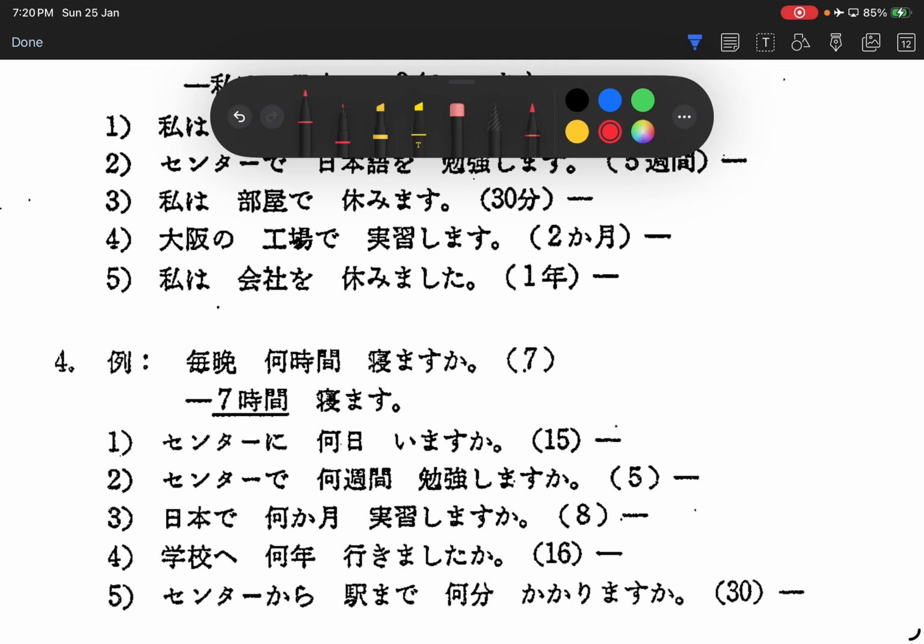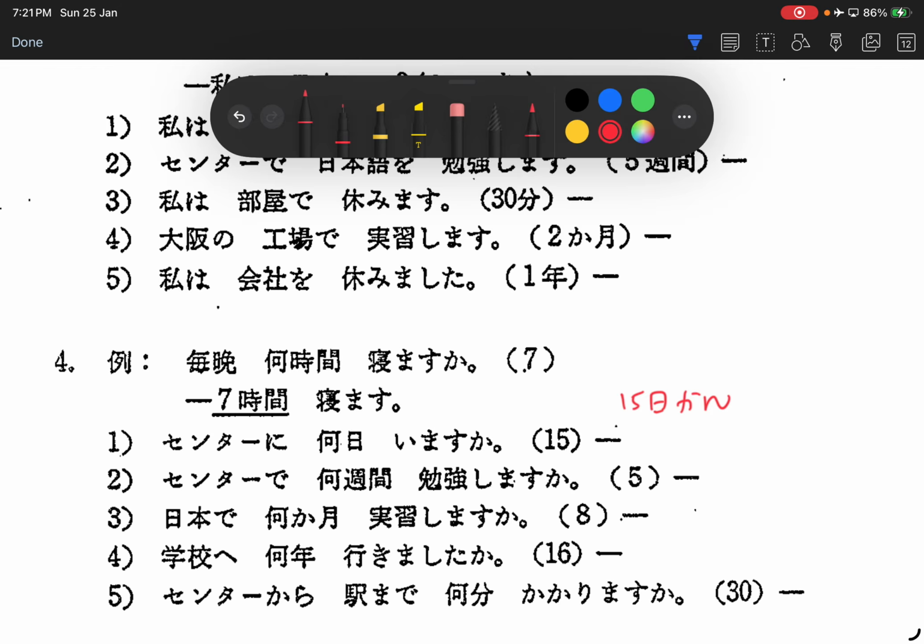We just wanted to say duration. Just like we said 15日, 15日 means 15 days. But we never say 15 days duration. So we want to specify the duration, we add the word 間. So 15日間. Okay, so 15日間います. That means for 15 days duration, I'm there. For 15 days duration, 15日間.